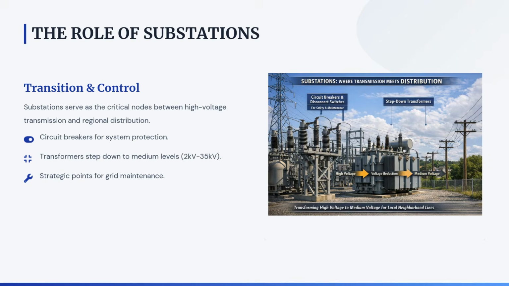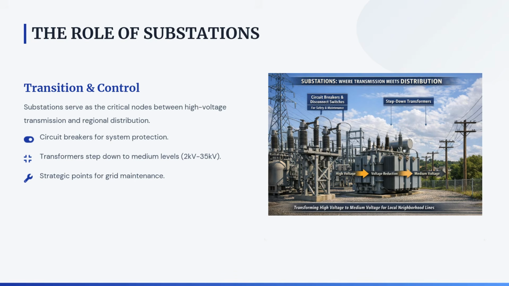Substations are the transition points where transmission meets distribution. They use circuit breakers and switches to disconnect lines for safety or maintenance. Their primary function, however, is voltage transformation, using transformers to step down high transmission voltages to medium voltage levels suitable for neighborhood lines.